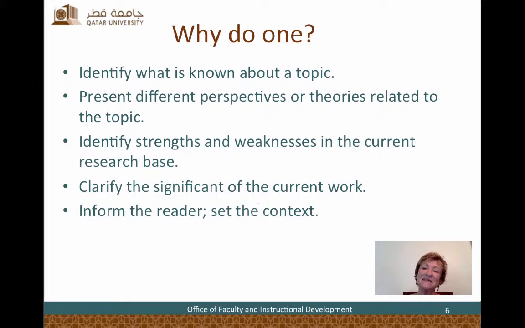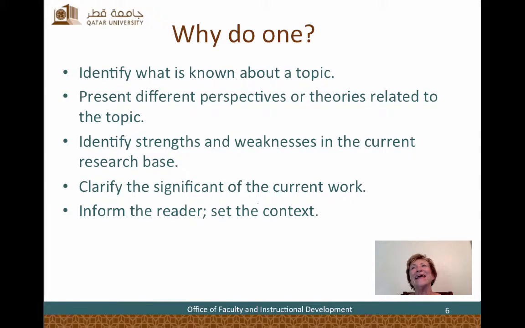It clarifies the significance of the current work. Where does it fit in that literature base, in the body of knowledge that scholars in your field go to? It informs the reader and sets the context. I like to say that a literature review should do three things.